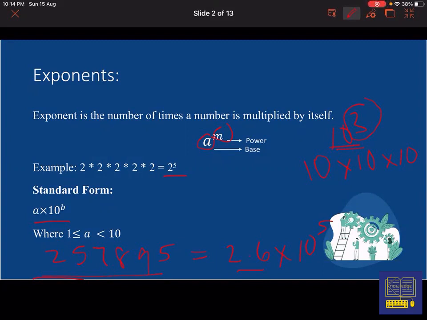And how did I get to the power of 5? If I'm putting my decimal here, then to get this number, I would have to move my decimal point by 1, 2, 3, 4, and 5. So that's how I got that.